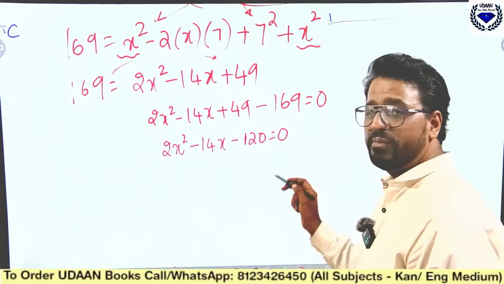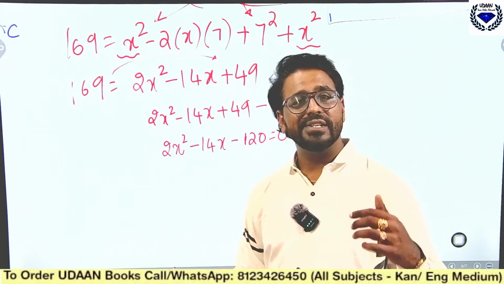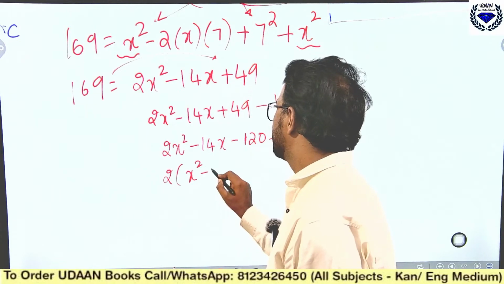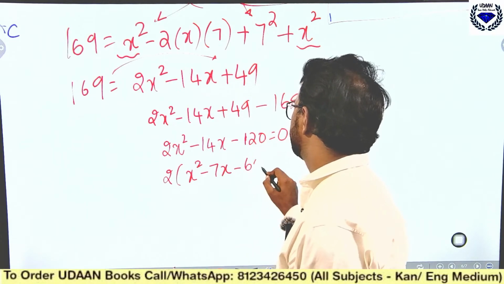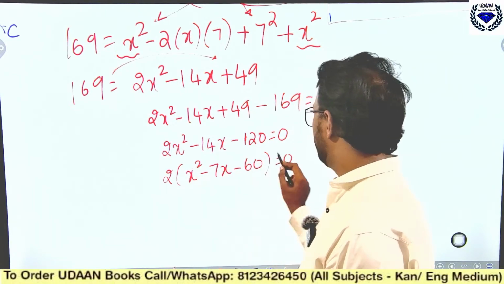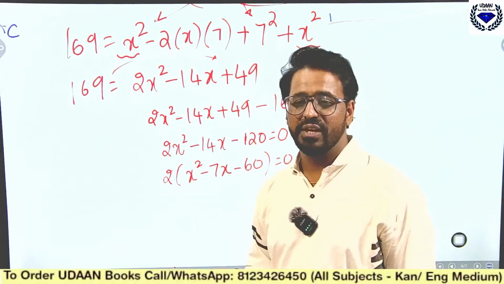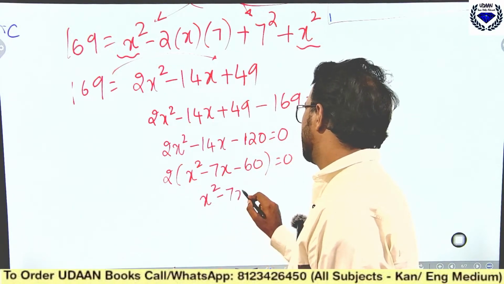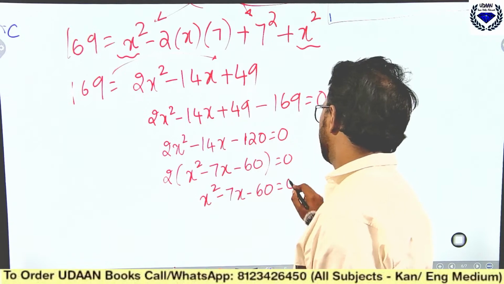Now what is common in all these three? You find 2 is common in all these three. So if you take 2 common, x square minus 7x minus 60 equal to 0. This 2 will multiply with 0 and it will become 0. So now what will happen? X square minus 7x minus 60 equal to 0.